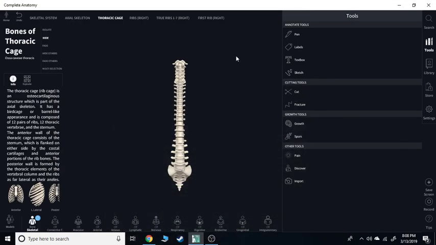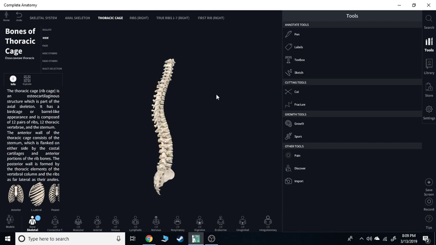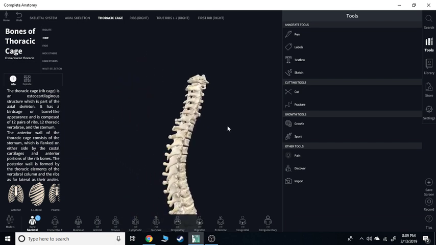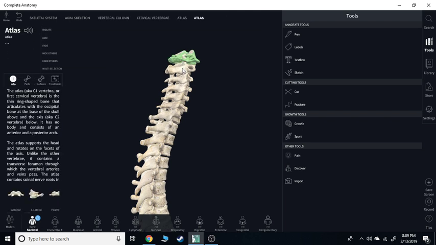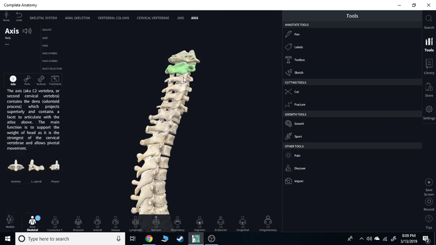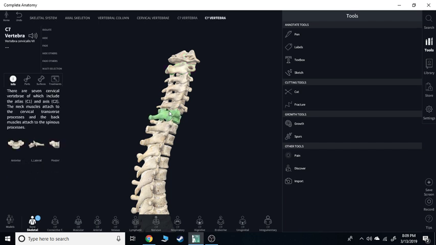Hello. Now we are going to go over the vertebral column. We're going to start with cervical. There are 7 cervical vertebrae. There is atlas, then axis, then C3 through C7. Sorry, C3 through 7. C6. Okay.